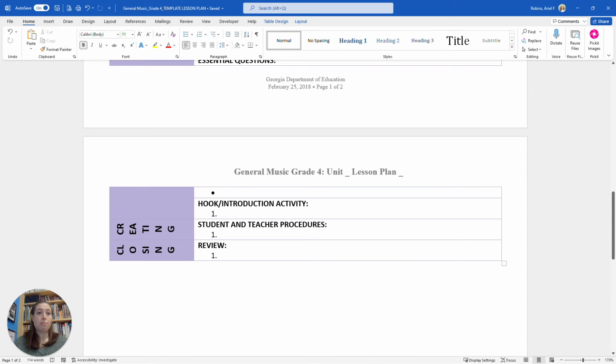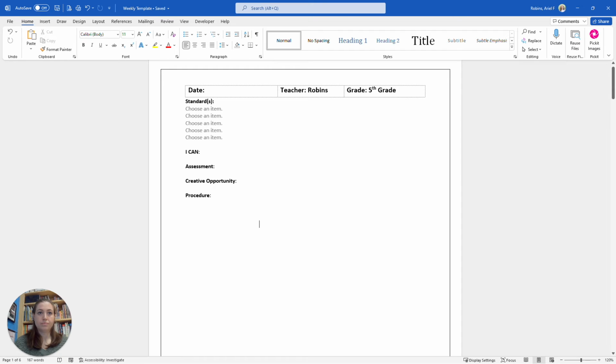So that's the Georgia Department of Education template. Now let me show you my template that I use in my everyday practice, and you'll notice it's a lot more simplified. So here's my weekly template. You can see I even name it weekly template.